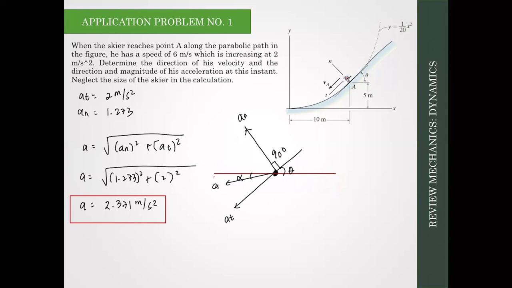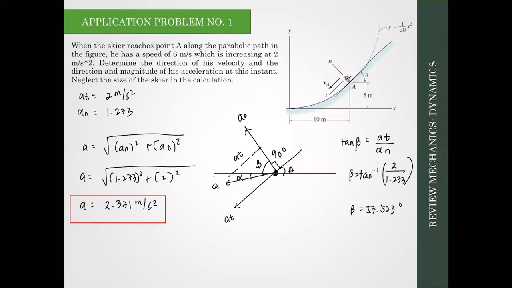So how do we get alpha? When we project this, alpha can be obtained by taking this angle here. Let's call it beta. Okay? So this is our AT, this is our AN. So for beta, opposite over adjacent, so tangent beta is equal to AT over AN. So our beta is equal to arctangent of AT, which is 2, over 1.273. That is equal to 57.523 degrees.